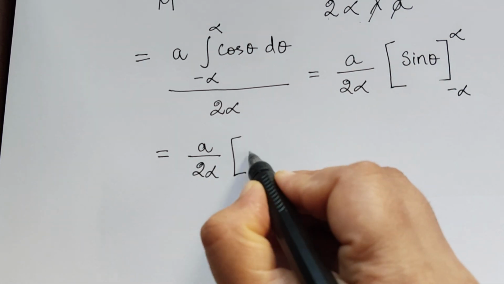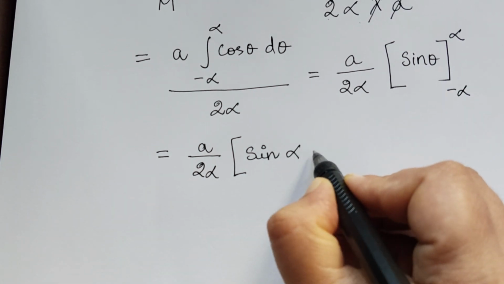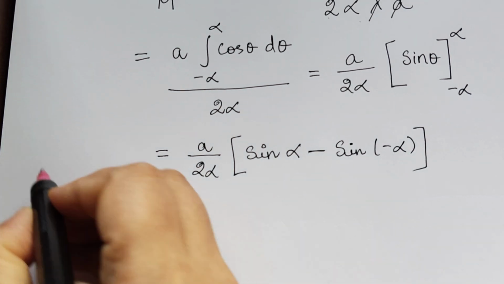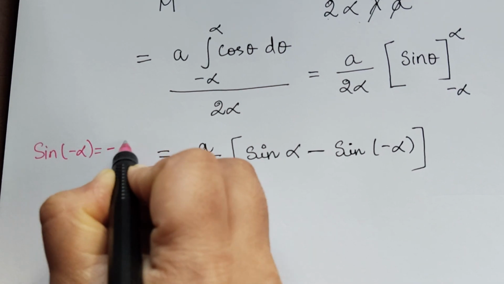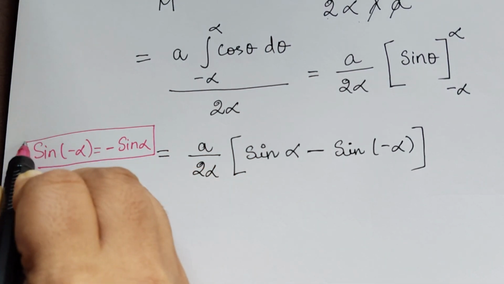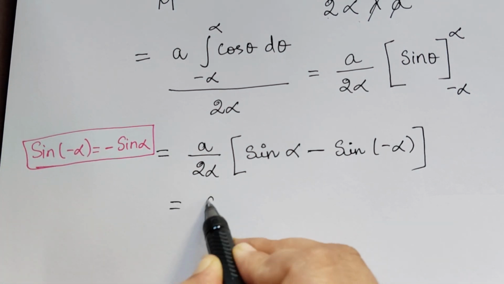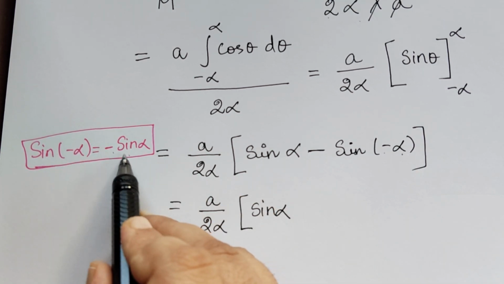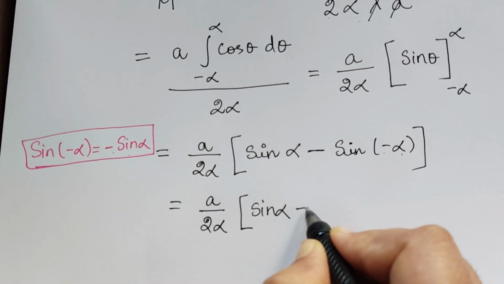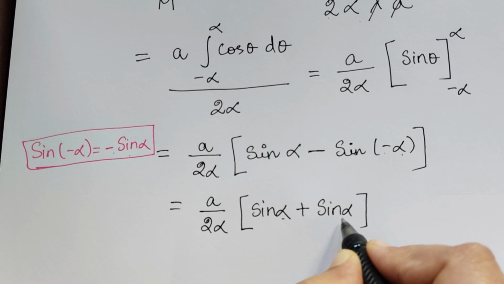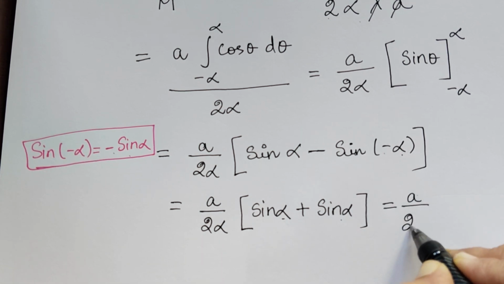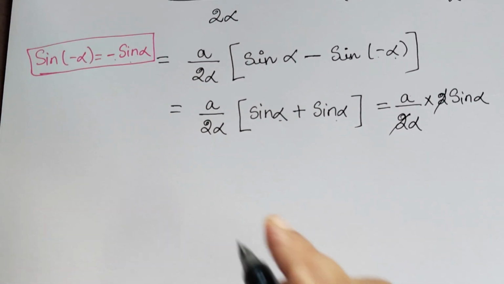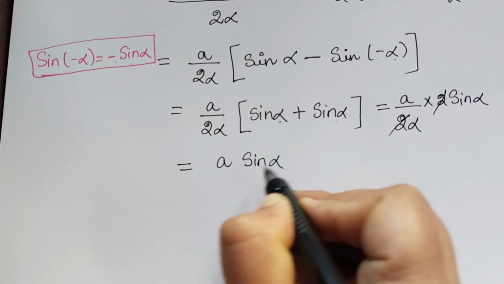This is further equal to A by 2 alpha, substituting the upper limit and the lower limit. First the upper limit in place of theta: sin alpha, minus the lower limit, sine of minus alpha. But what is the sine of a negative angle? From the trigonometric identity, sine of minus alpha is equal to minus sine alpha. So minus and minus gets multiplied and it becomes plus sine alpha. Sine alpha plus sine alpha is 2 sine alpha. So that's A by 2 alpha multiplied by 2 sine alpha. The 2 and 2 get cancelled, and therefore this is equal to A sine alpha divided by alpha.